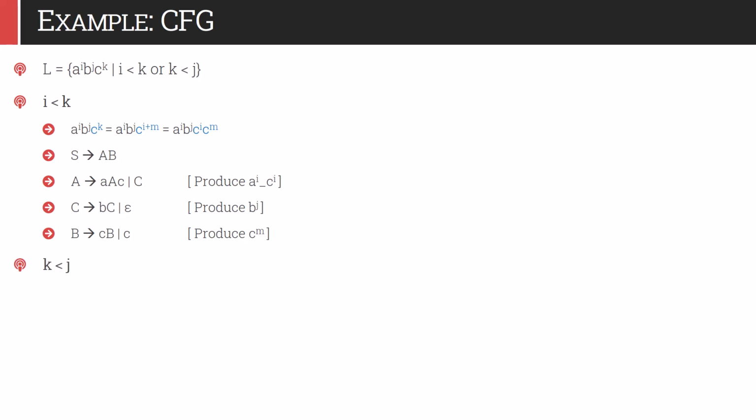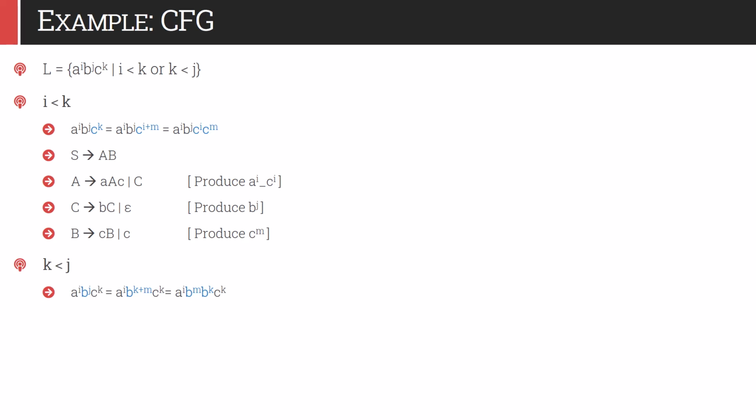The second part of the language is k less than j. That means the number of c is less than the number of b, or we can say the number of b is greater than the number of c. So we have to break down j. We'll write j to match the number of c, so b power j as b power k plus m. Then we will rewrite it as b power m into b power k.